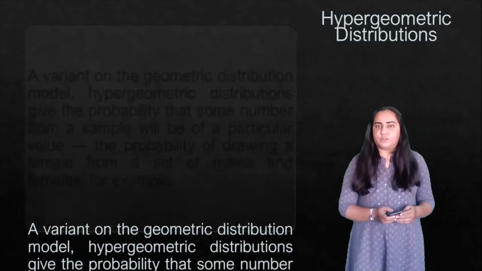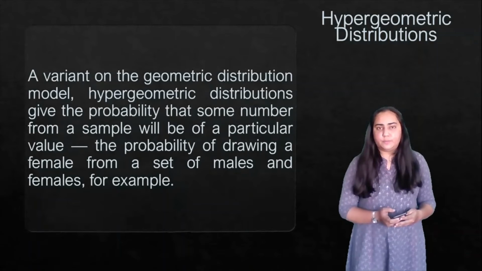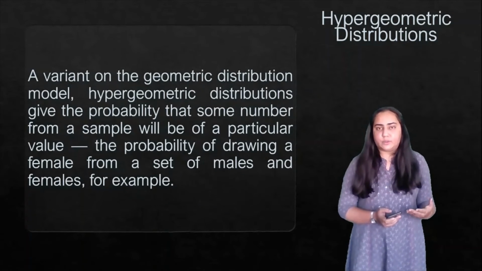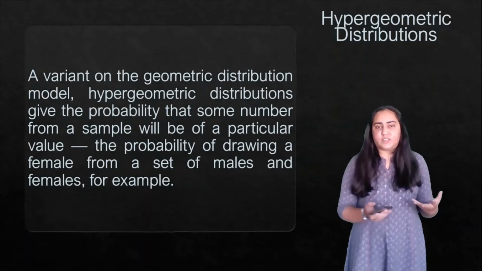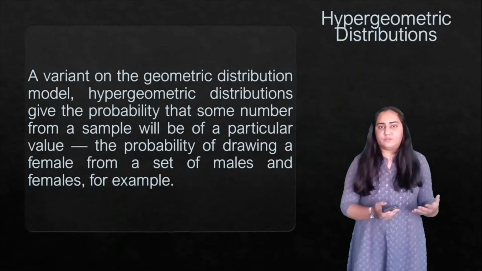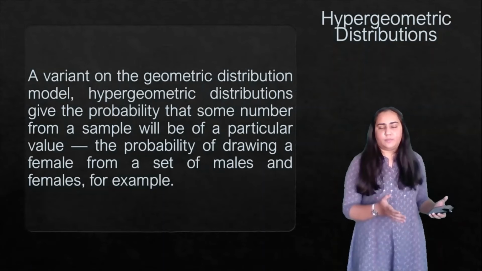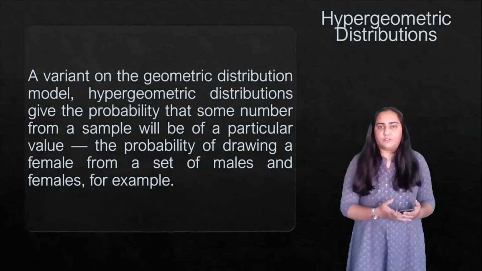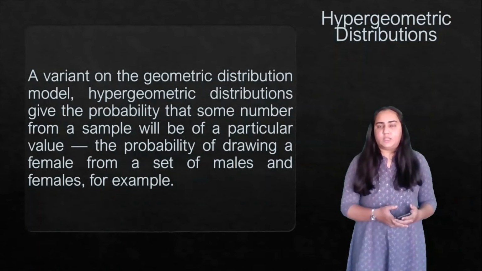Next is hypergeometric distribution, which is a variant of the geometric distribution model, and it gives you the probability that some number from a sample will be of a particular value. For example, the probability of drawing a female from a set of males and females. So if you had, say, 10 males and 10 females, what would be the probability of picking one female out of that group? That is hypergeometric distribution.